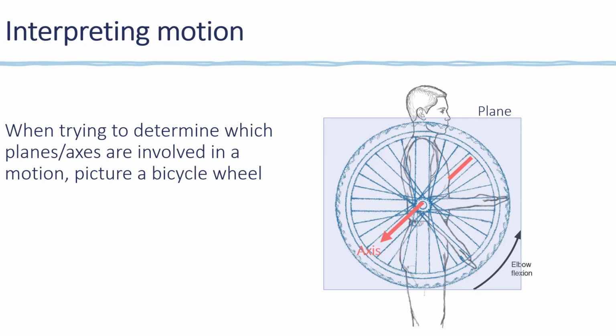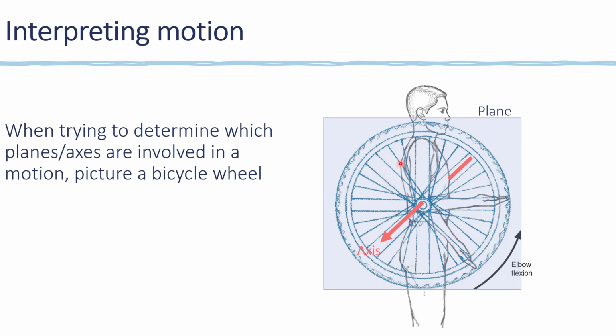Okay, so let's put everything together now. We know the terminology regarding these body motions, and we know that the motions happen in planes and about axes, right? We learned that in the first video. So when you're trying to determine which planes or axes are involved in a motion, you can picture a bicycle wheel, like in this picture here.